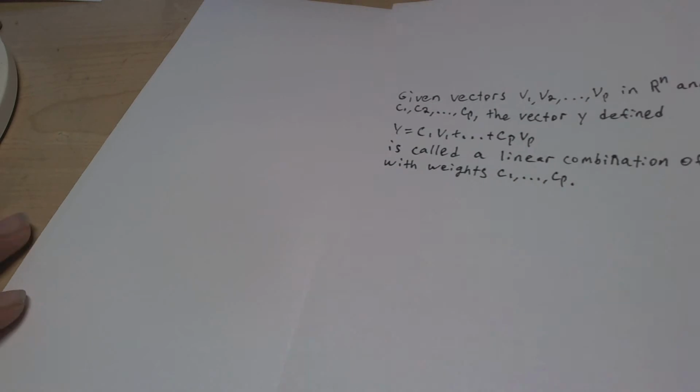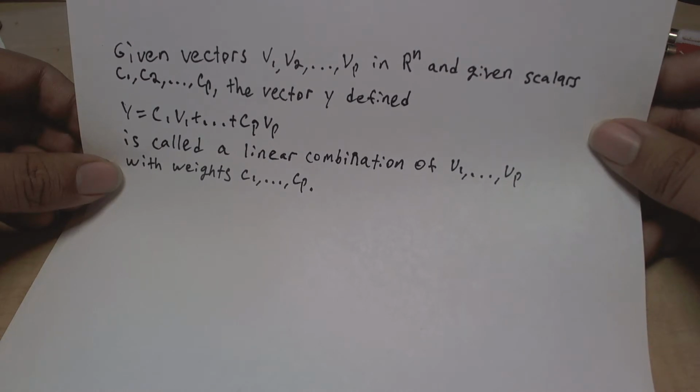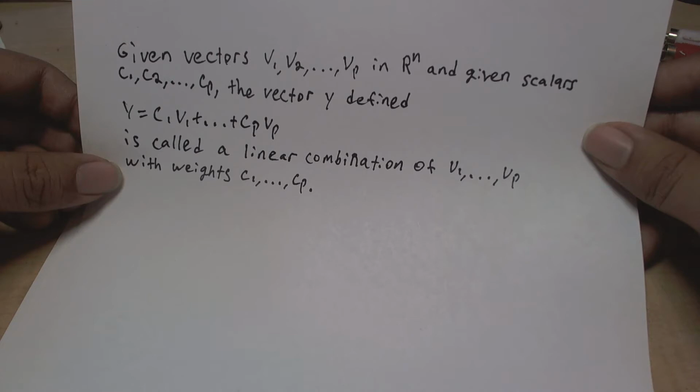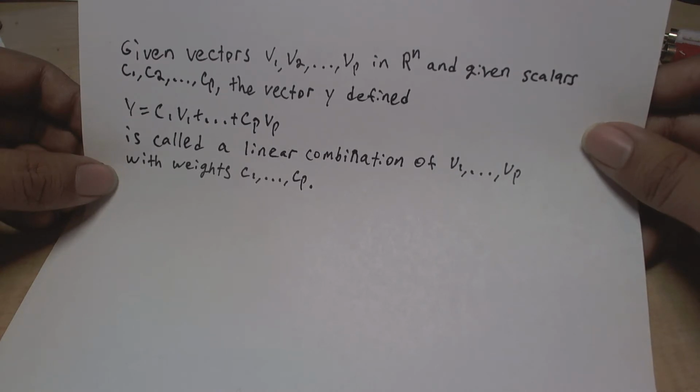Okay, that was the easy stuff. Now let's get into some of the more nitty-gritty, the more complicated stuff. First, I'm going to give you the definition of a linear combination, since that's important. So here we are. Given vectors v sub 1, v sub 2, all the way to v sub p in Rn, and given scalars c sub 1, c sub 2, all the way to c sub p, the vector y defined by y equals c sub 1 v sub 1 plus dot dot dot plus c sub p v sub p is called a linear combination of v sub 1 all the way to v sub p with weights c sub 1 all the way to c sub p.